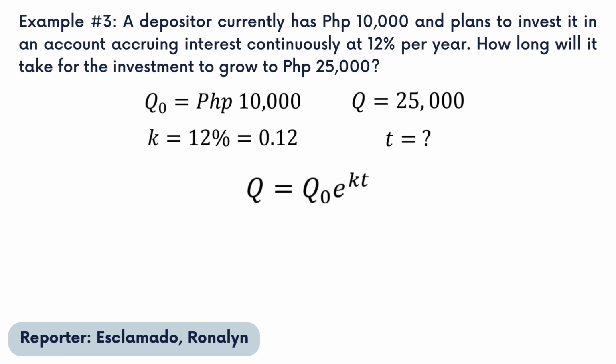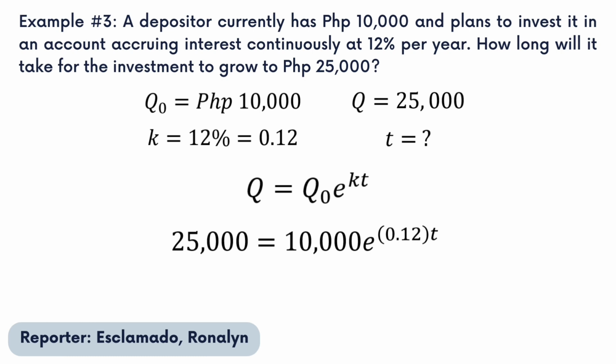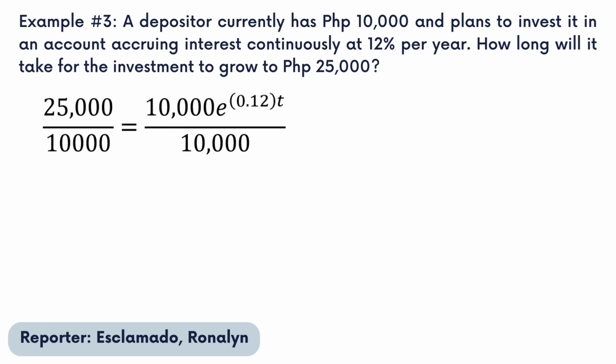To solve this, ang gagamitin pa rin nating formula ay Q is equal to Q sub 0, e raised to k multiplied by t. I-substitute na natin ang mga given. So, meron tayo 25,000 is equal to 10,000 e raised to 0.12 multiplied by t. And divide natin both sides sa 10,000. So, makakancel ang 10,000 over 10,000 sa ating right side at matitira ang e raised to 0.12 multiplied by t. And mayroon naman tayong 25,000 over 10,000 sa ating left side.